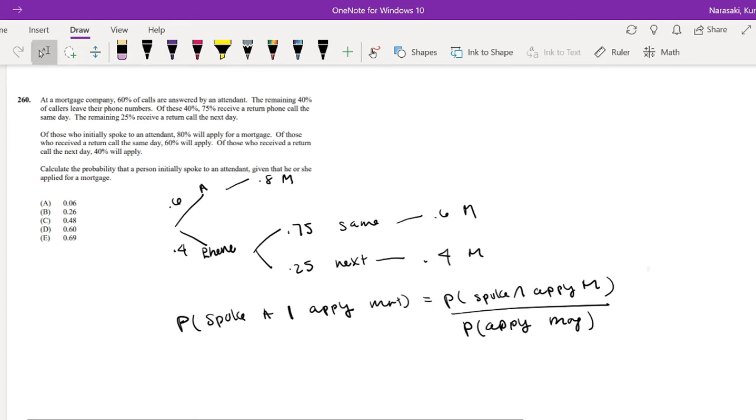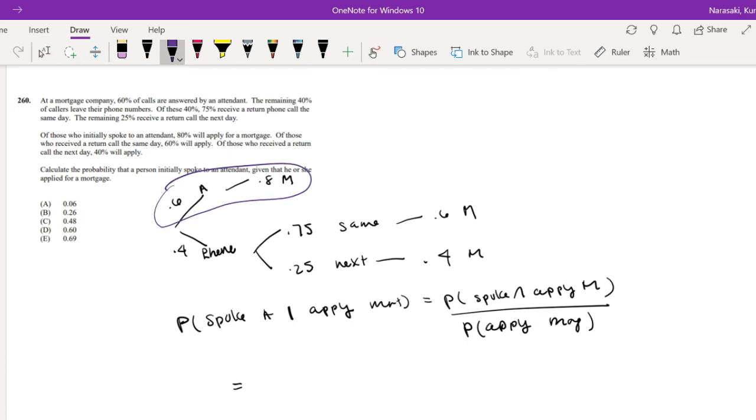Okay, so what's the probability that they spoke to an attendant and apply for a mortgage? Well, it's this number right here, right? This thing right here. So this is equal to 0.48. And what is the total probability that they apply for a mortgage? Well, I just have to multiply across, right?